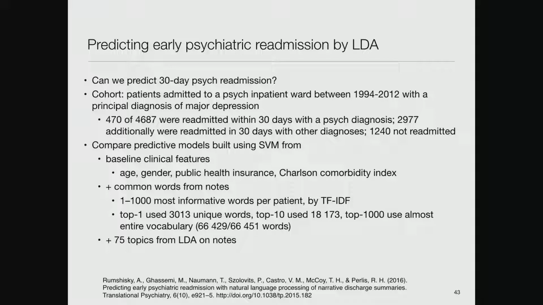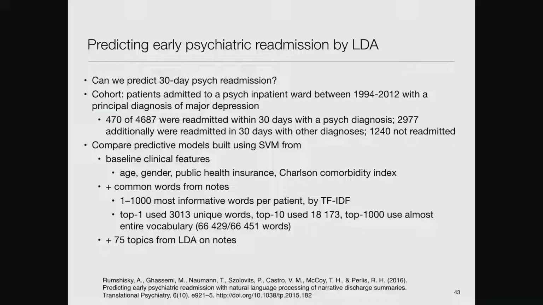close to 5,000 patients, about 10% of them were readmitted with a psych diagnosis, and almost 3,000 of them were readmitted with other diagnoses. So one thing this tells you right away is that if you're dealing with psychiatric patients, they come and go to the hospital frequently. And this is not good for the hospital's bottom line because of reimbursement policies of insurance companies and so on. So of the 4,700, only 1,240 were not readmitted within 30 days. So there's very frequent bounce back.